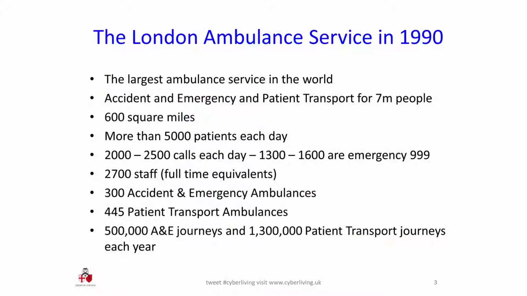So, quickly tell the tale. Back in 1990, the London Ambulance Service was the largest ambulance service in the world. It, as you can see, transported a lot of people. It covered 600 square miles, transported more than 5,000 patients every day, had 2,700 staff. It's actually got a lot more now. It's up to nearly 5,000, and a lot of vehicles.